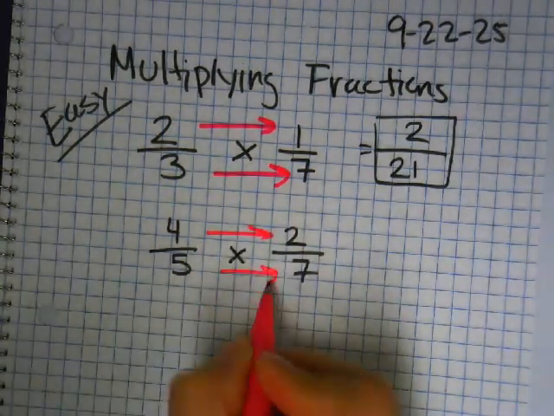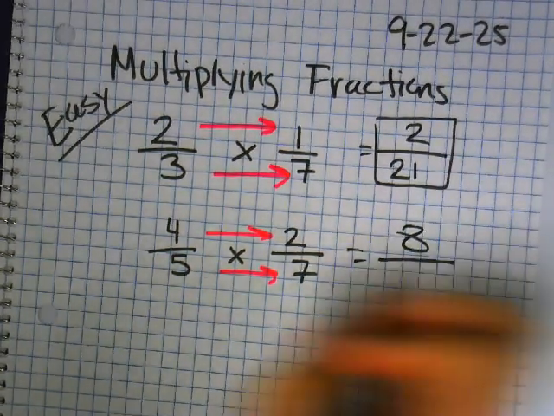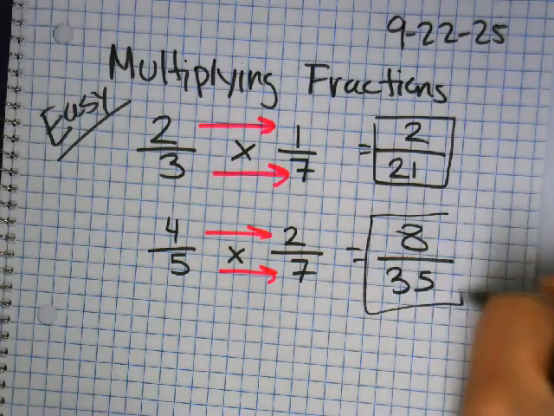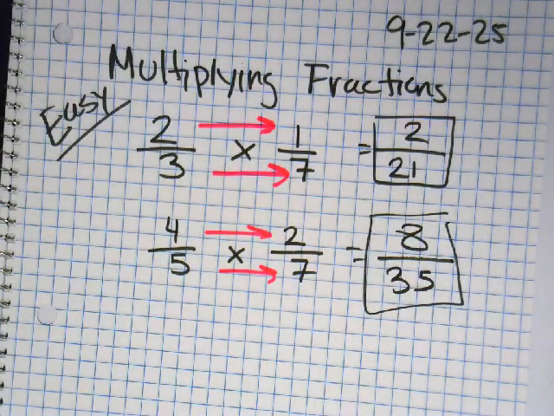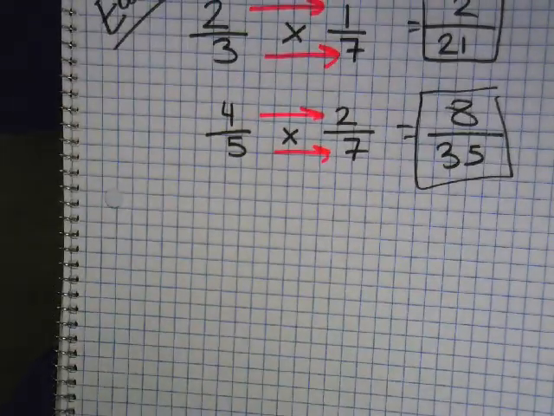Go straight across. Straight across. 8, and then 35. And then, can I simplify this? Nope. So you're done. That's it. This is the easiest level. All you do is go straight across, double check this, and you're done. Easy? I hope. Okay, let's make it a little bit harder.